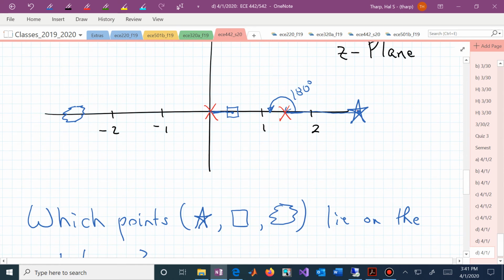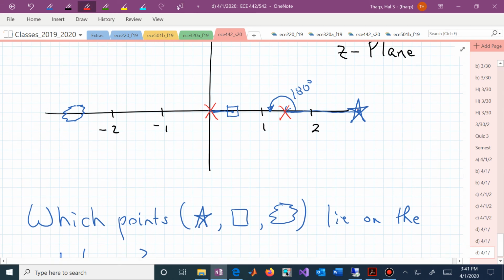So now we know that this segment must belong on the root locus, and anything here, we could have put that box anywhere, and the angle that the pole at 3/2 would have had to look through is 180. The angle the pole at the origin looks through is 0. So any point from 0 to 3/2 has an angle of minus 180 degrees. All of those points then belong on the root locus.